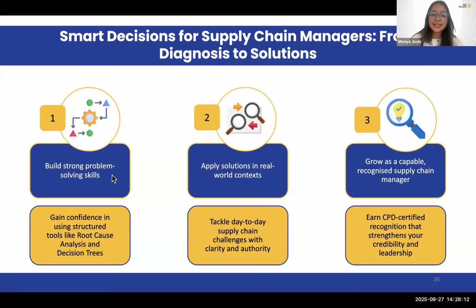First is building strong problem-solving skills. We would be taking you through how to gain confidence in using structured tools like root cause analysis and decision trees. Our expert trainers would also be guiding you very personally through project work on using these tools. You would be very closely working on applying solutions in real world contexts, which means how you could effectively implement the tools and methods you're learning in your organization.